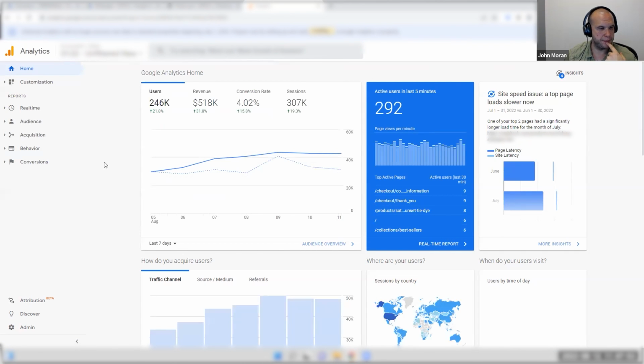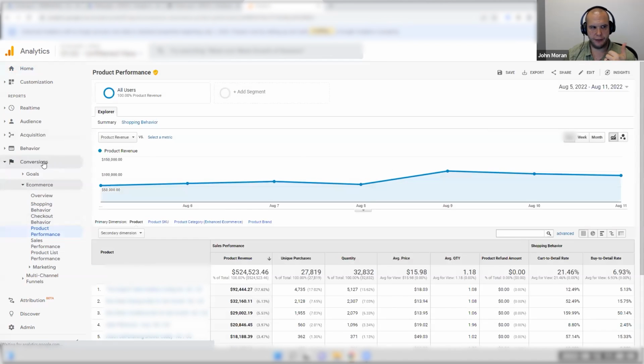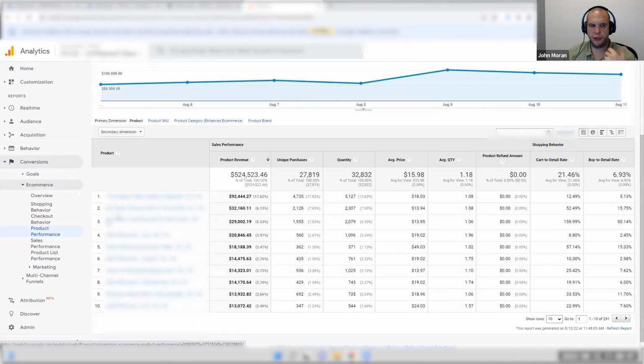Okay. So in this account, you go into your analytics account and you go into conversions, e-commerce, product performance. Inside of conversions, e-commerce, product performance, it will tell you what was sold. This is attribution agnostic. This is channel agnostic. This is just what sold on the website. It's a beautiful, beautiful metric because you get to see everything now. You get to see what is actually selling the best.